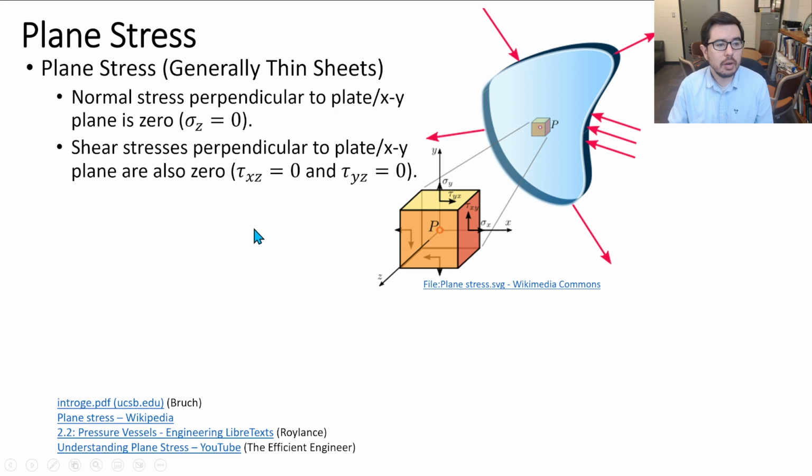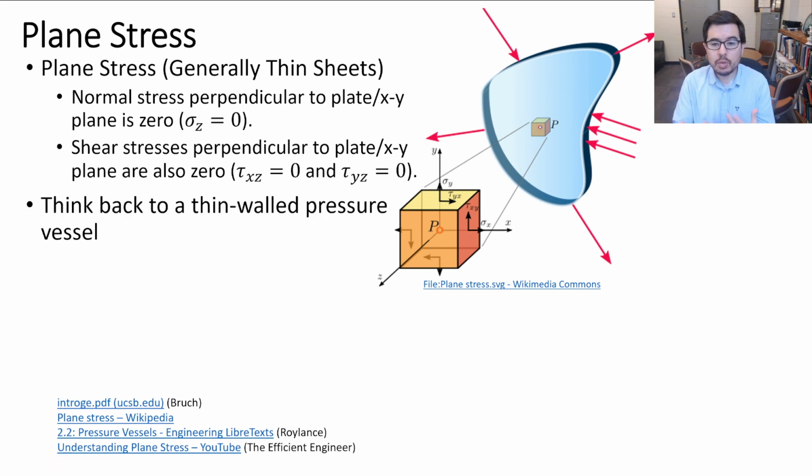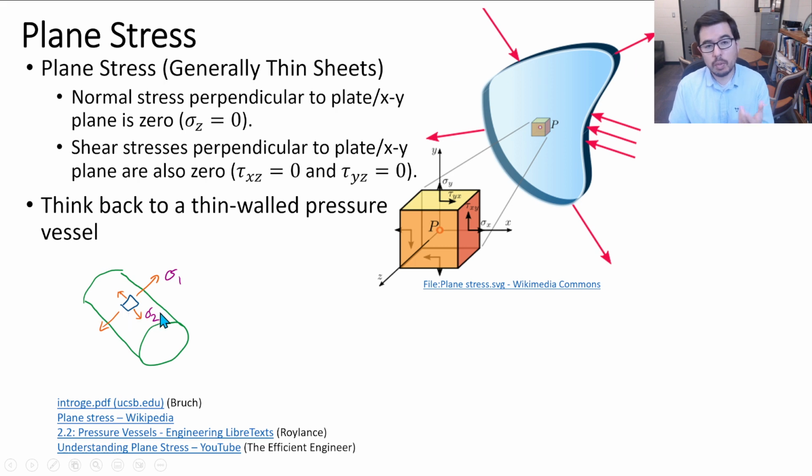And these are typically thin sheets. We have actually been using some of the principles associated with plane stress already. Thin-walled pressure vessels are a prime example, where we only have normal stresses, there's no shear stresses in the wall of the pressure vessel.